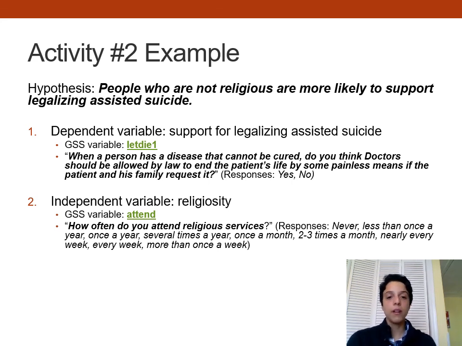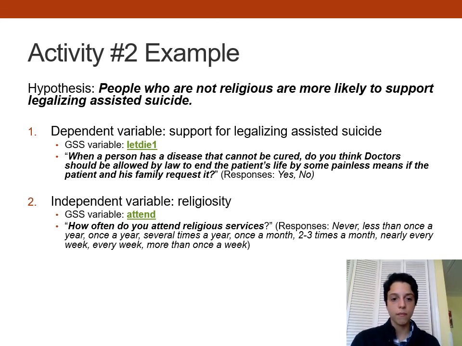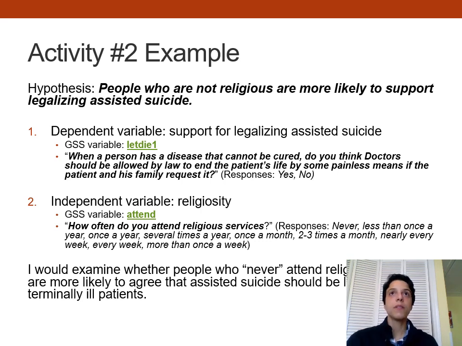So whatever hypothesis you come up with, this is all that I'm looking for you to put in your discussion post. Two variables that match the dependent and independent variables in your hypothesis, and then just tell me what their name is in the GSS and what the question wording actually was. In terms of what I would look at here, say I would examine whether people who say they never attend religious services, so people who are not religious, would be more likely to agree that assisted suicide should be made legal. That would be how I would test that hypothesis using these variables. And that's it. That's all I'm looking for in the discussion post this week.